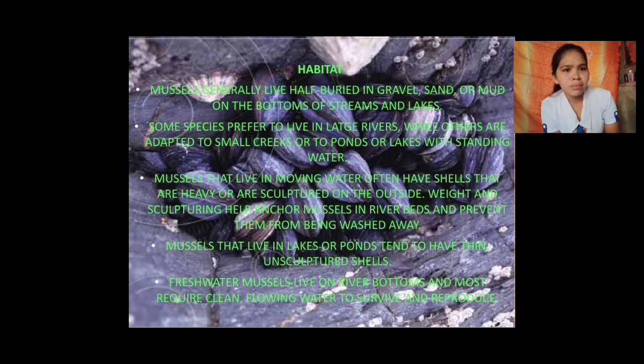Mussels that live in moving water often have shells that are heavy or sculptured on the outside. Weight and sculpturing help anchor mussels in river beds and prevent them from being washed away. So, ang ubang mussels nagpuyo sa moving water like sapa and have shell.